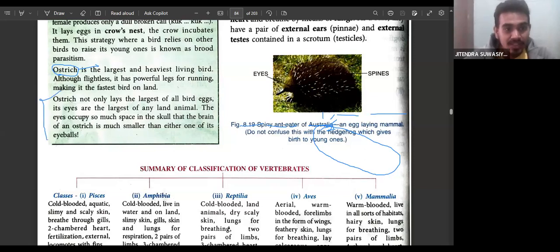The ostrich is not only the largest of all birds. They are not only producing the largest eggs in the whole world, but they also have the largest eyes of any land animal present on the earth. The eyes occupy so much space in their skull. I will show one picture of an ostrich.